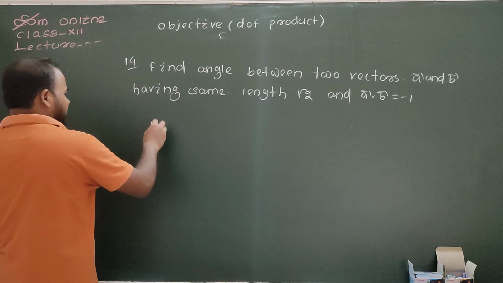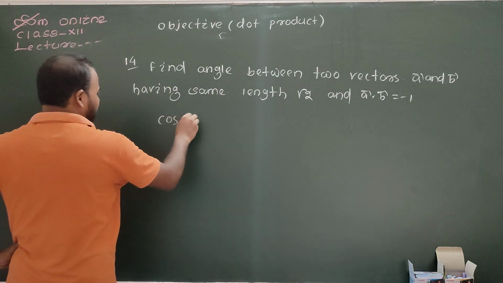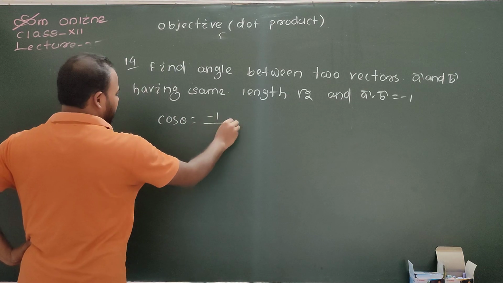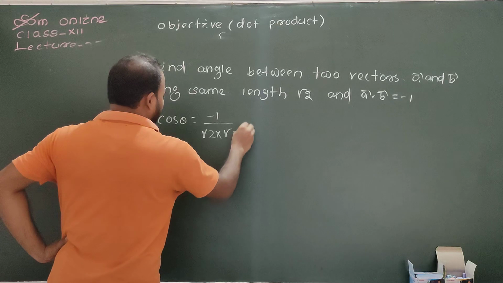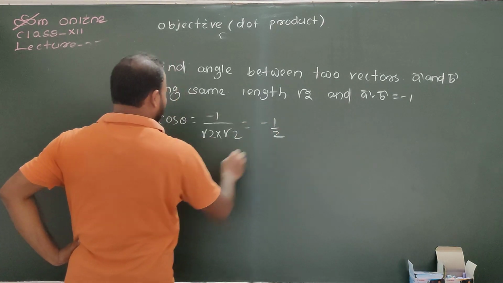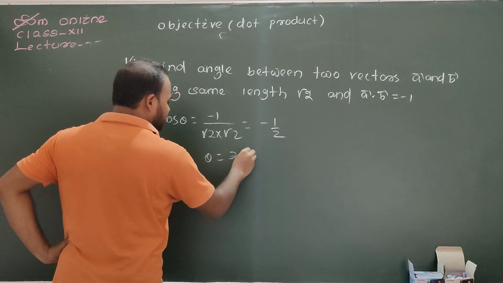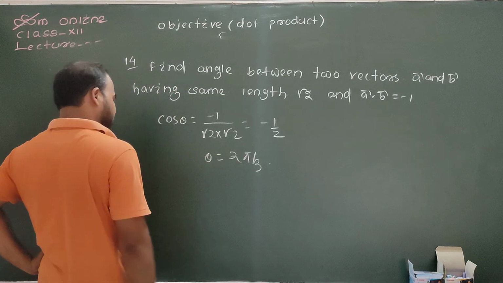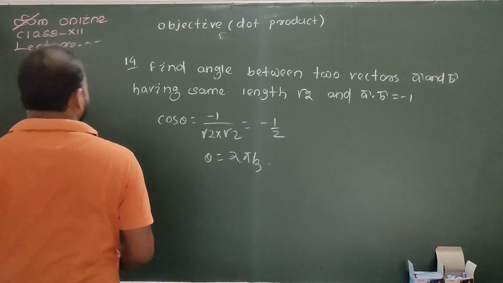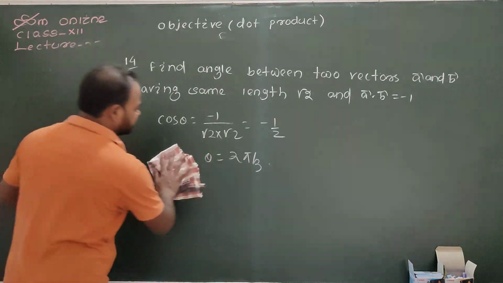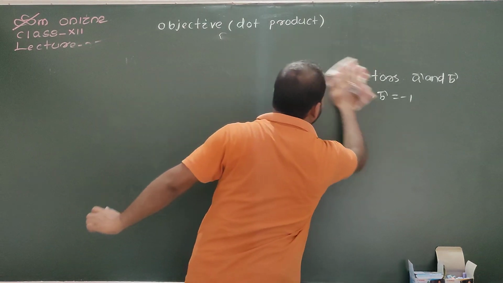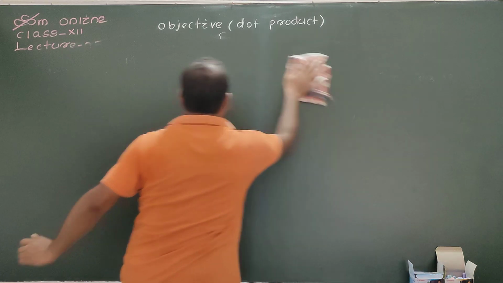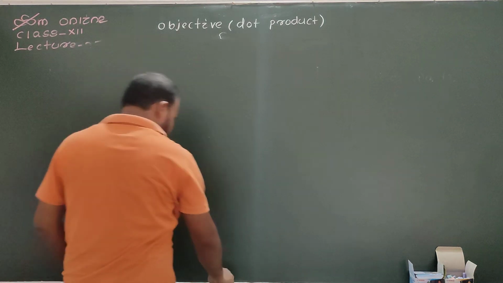Same length, so cos theta equal to vector A dot vector B, that is minus 1, upon the lengths, that is root 2 into root 2. So it is equal to minus half. So theta equal to 2 pi by 3. Now move to question number 15.